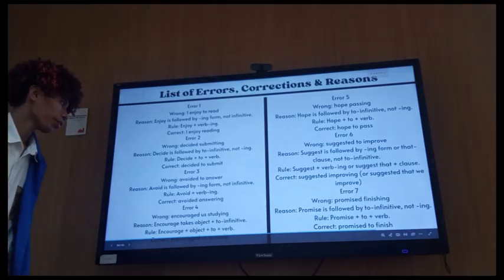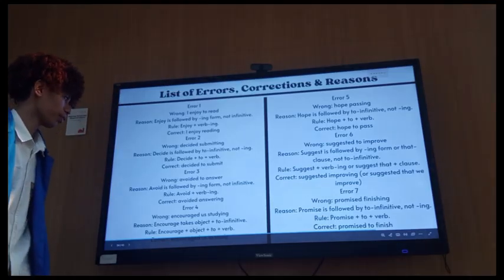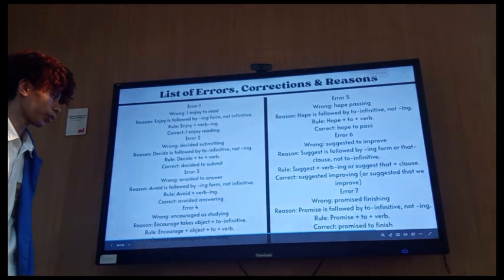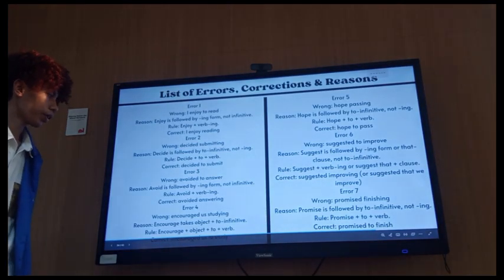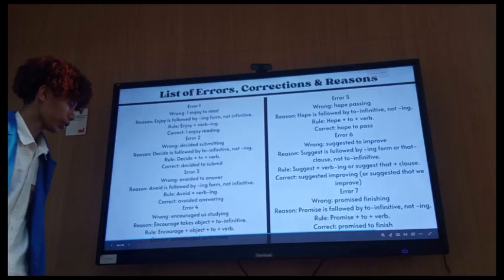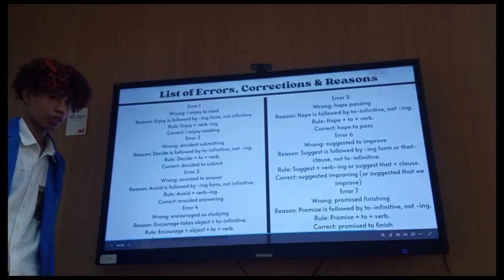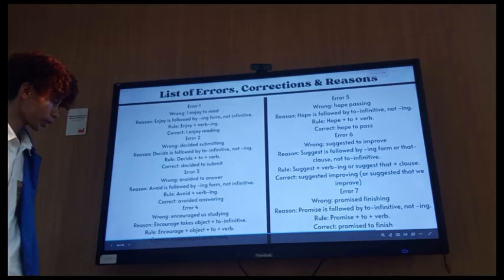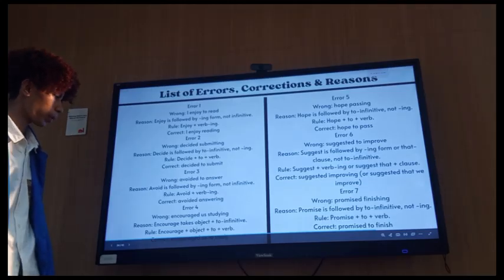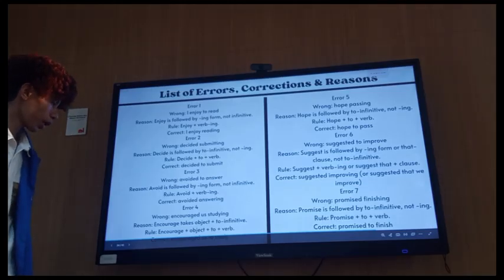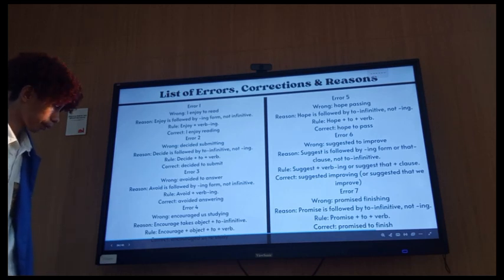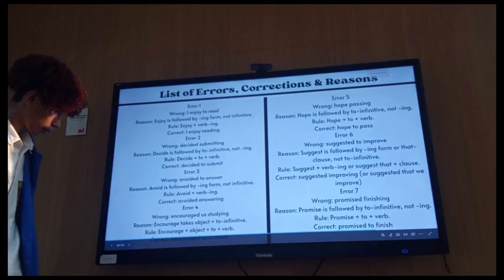Error 3. Wrong: "avoid to answer." Reason: "avoid" is followed by the -ing form, not the infinitive. Rule: avoid plus verb-ing. Correct: "avoid answering." Error 4. Wrong: "encourage students studying." Reason: "encourage" takes an object plus a to-infinitive. Rule: encourage plus object plus to plus verb. Correct: "encourage students to study."